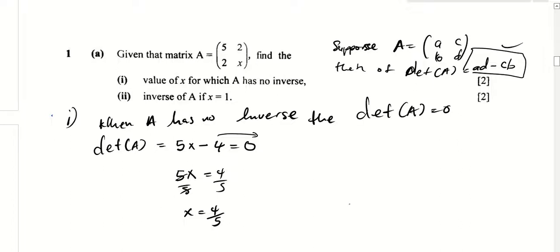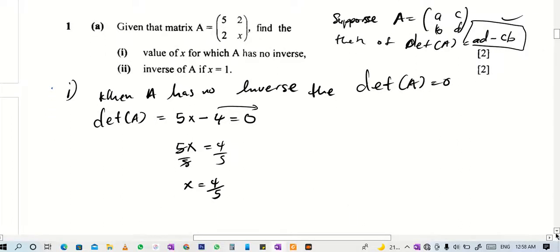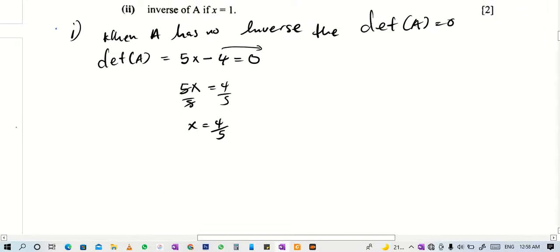For question number 2, we are saying we find the inverse of A when x is equal to 1. So how do you find that? Our A here is equal to 5, 2, 2, 1. Where there's x, we have put 1. So how do you find the determinant?